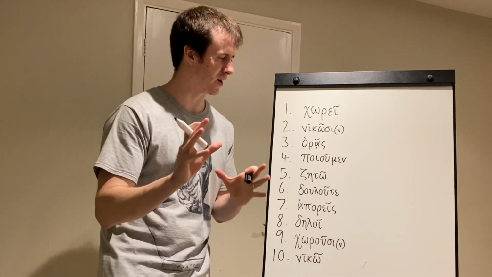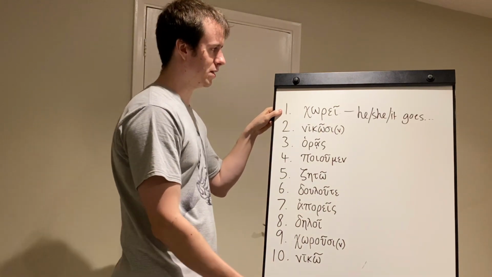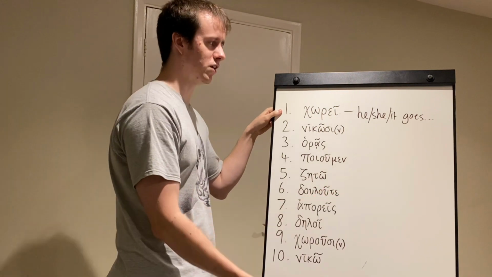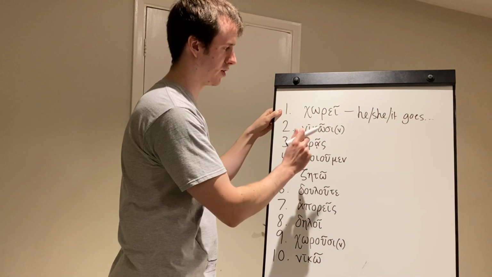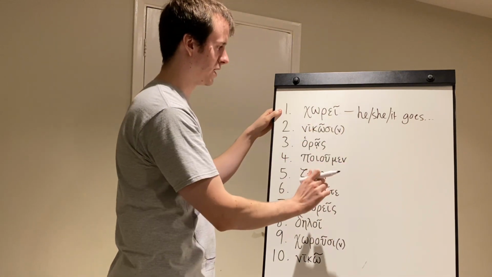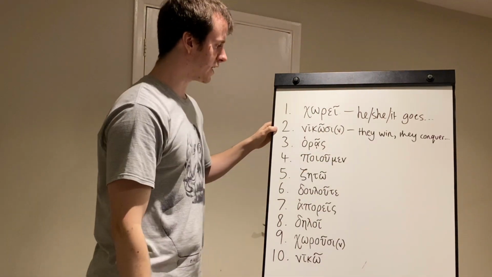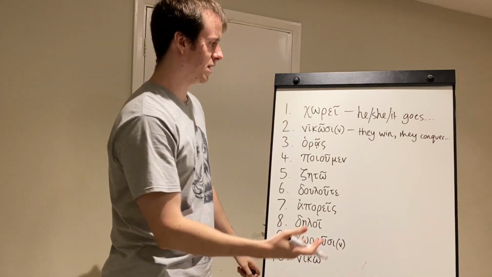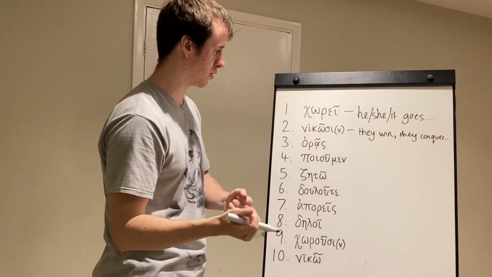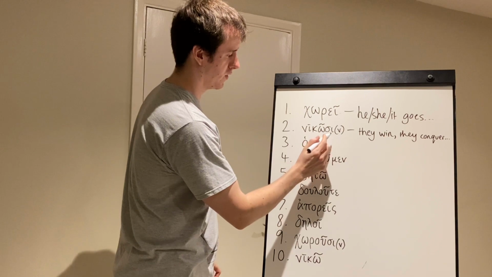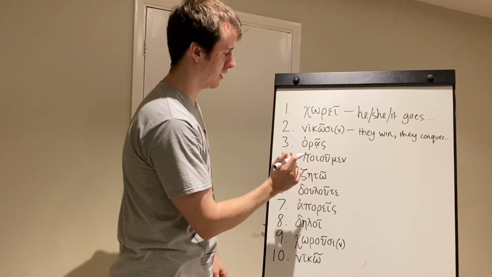Okay, final warning because the answers are about to be revealed. Firstly, koreî means he, she, it goes, or he, she, it is going. The epsilon in the verb stem has contracted with epsilon iota to make epsilon iota. Secondly, nikosin means they win or they conquer, or they are winning or they are conquering. The alpha has contracted with the omicron upsilon in the ending usin to make omega.